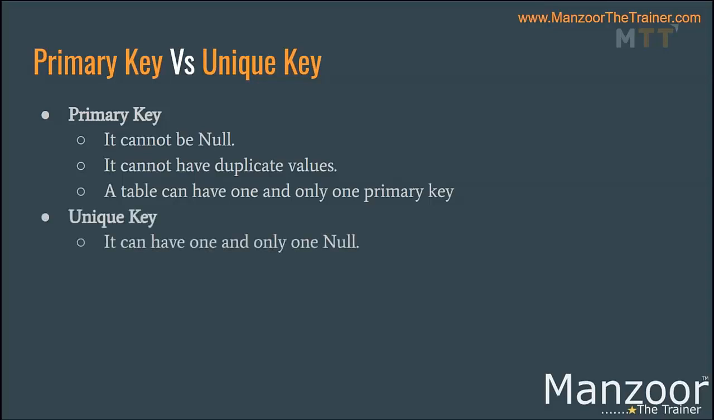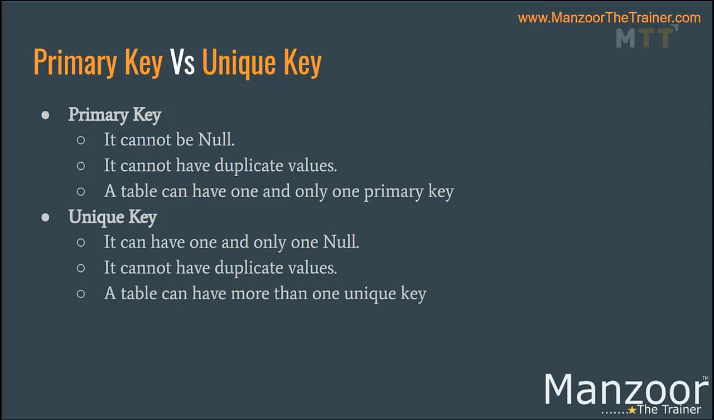A unique key can have one and only one null value. It cannot have duplicate values, but a table can have more than one unique key. Is this clear? A candidate key can have one null value. If we make a candidate key a unique key, then it can have one and only one null value. If you do not make a candidate key a unique key, then you can have multiple null values.